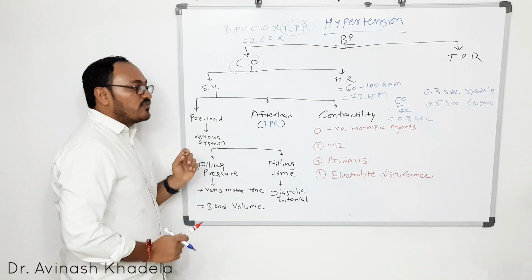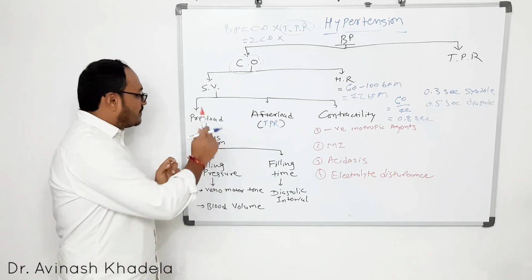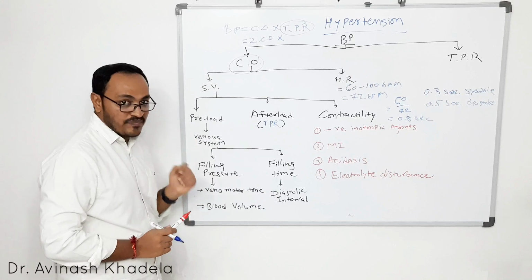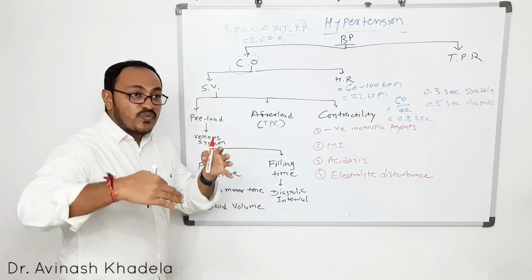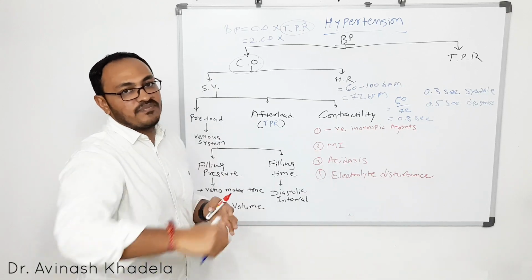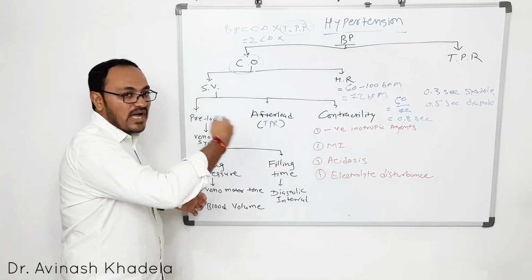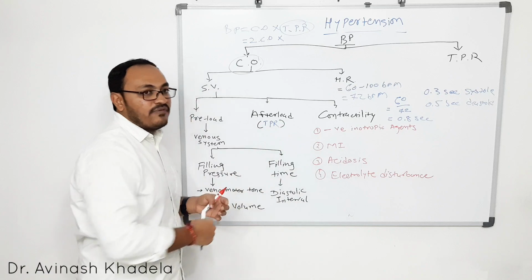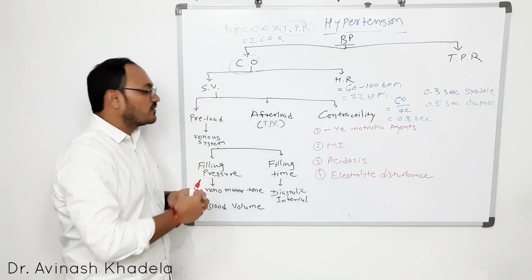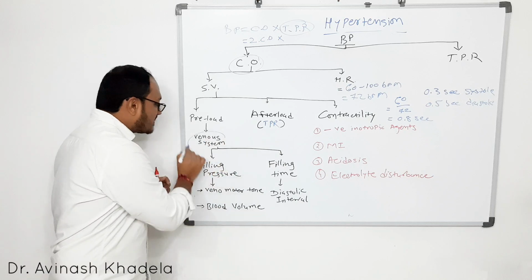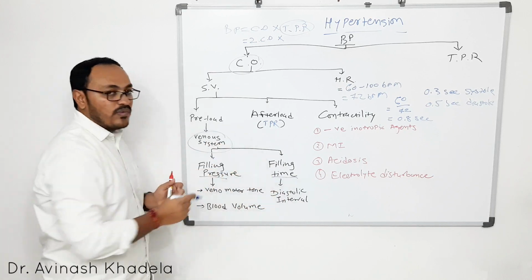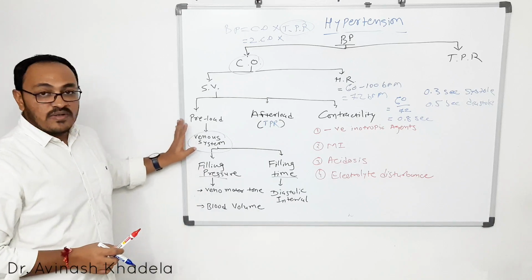Now come to the preload concept, where preload basically depends on the venous system. Why am I talking about the venous system? Because the venous system collects the blood from the body and takes it back to the heart, specifically to the left ventricle, and from the left ventricle the blood has to go to the whole body. So the venous system is very important, where filling pressure and filling time will define what the venous return will be.